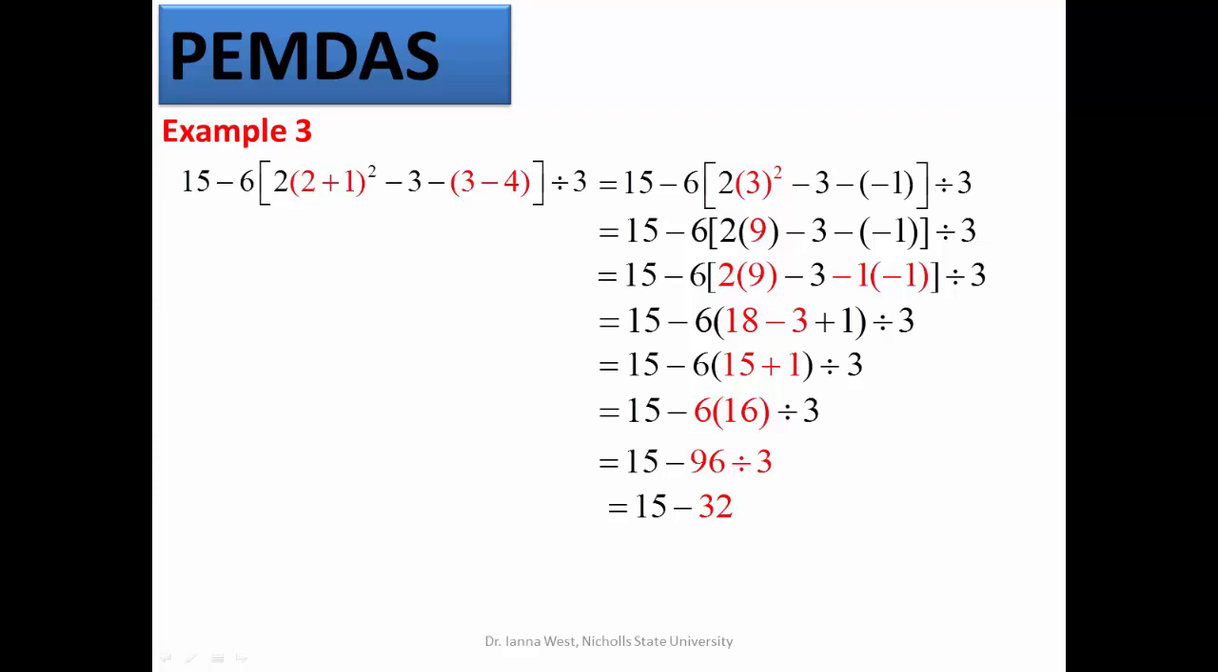The last operation we must perform is 15 minus 32, which we can write as an addition problem, 15 plus negative 32. Recall from a previous series from this course that when we add a negative and a positive number, we must subtract the smaller absolute value from the larger absolute value and keep the sign of the larger number. When we subtract 15 from 32, we get 17, and then we carry the sign of the larger number.